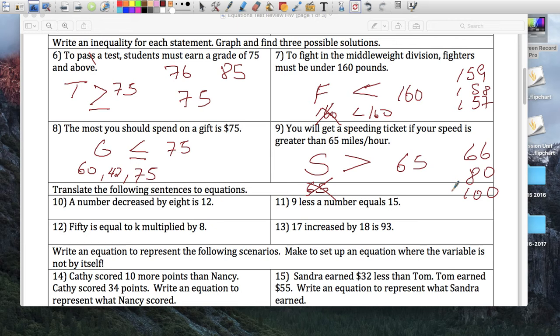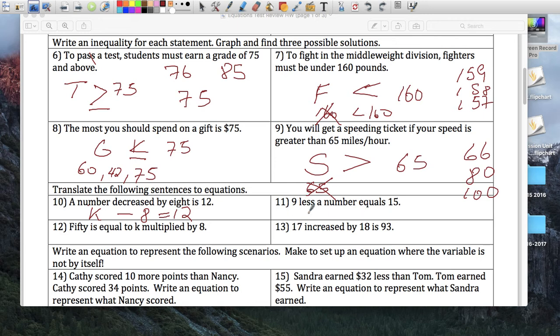Translate the following sentences to equations. Now it's the same thing like when we translated expressions. Just do it right under it, step by step. A number, let's call it K, decrease by means subtraction, decrease by 8 equals 12. Ta-da! Not that difficult.